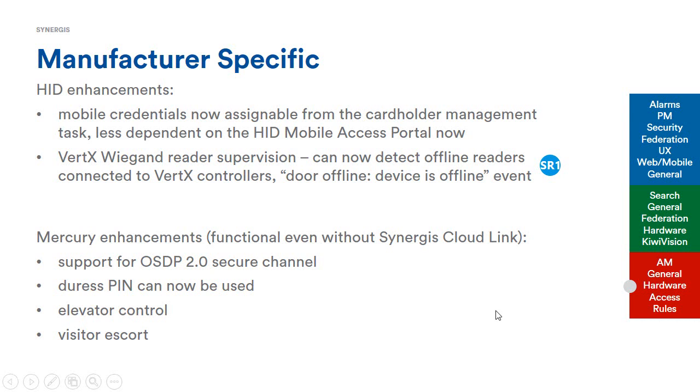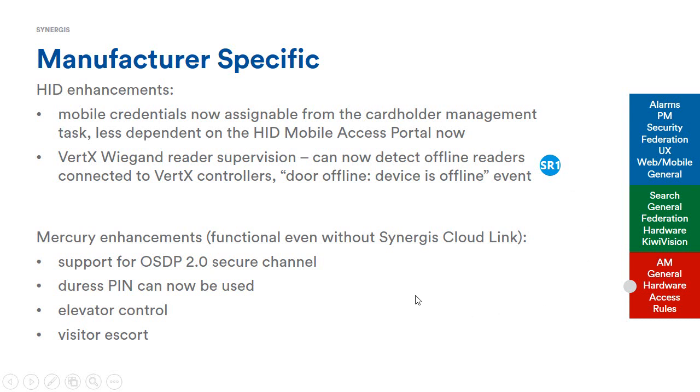So that's a lot easier now for your operators, at least, in terms of setting up those mobile credentials. Another thing that's been added in SR1 is Vertex weekend reader supervision. So now if there's any readers that go offline, we will get a message saying door offline, devices offline. We'll get an event. We can do actions based on that. So that's any weekend reader that's connected to a Vertex controller.